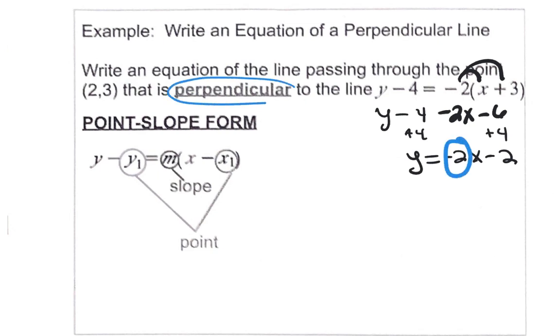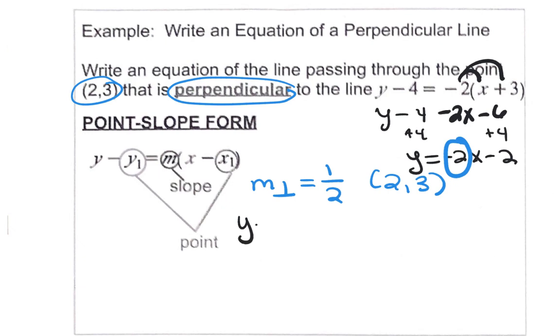Since we want our line to be perpendicular to this one, I have to use the perpendicular slope of -2, which, the negative would be positive, and then 2 over 1, the reciprocal, would be 1/2. Okay, and we want it to pass through the point (2, 3). So I take this and I plug it into our point-slope form. So y minus my y, which is 3, equals my slope, 1/2, parenthesis, x minus my x, which is 2.